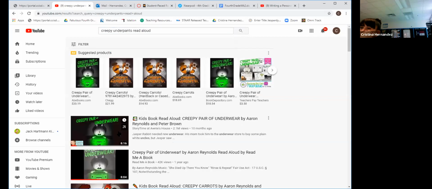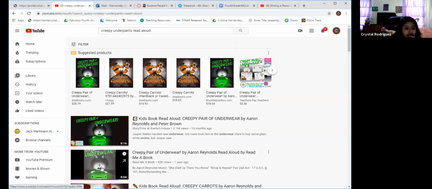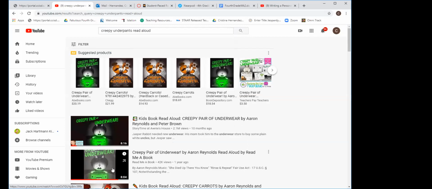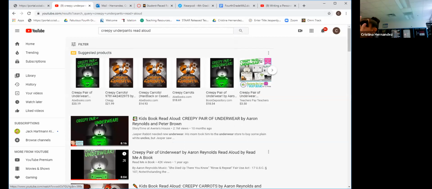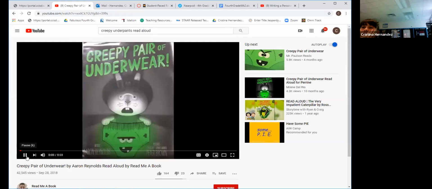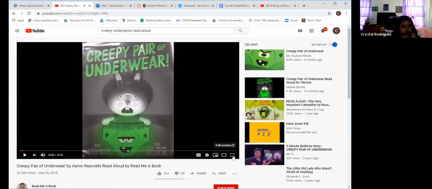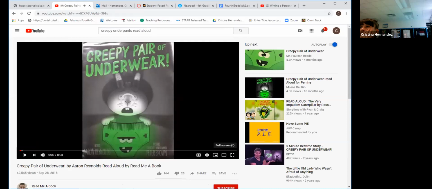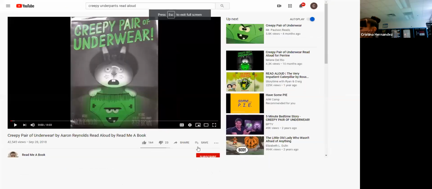So, what do you think the purpose of the story is, just by looking at this? I know that book. It's about scary underwear that is alive and tries to scare you at night. What is the purpose? Is it to persuade, inform, or entertain us? Probably entertain. Okay, this is one of my favorite books too. The last time I read it was in first grade.